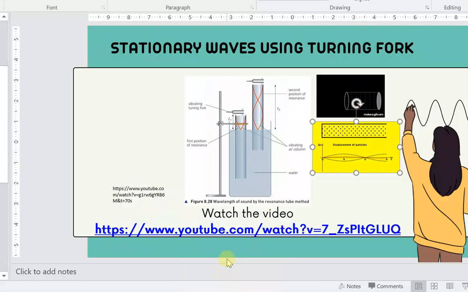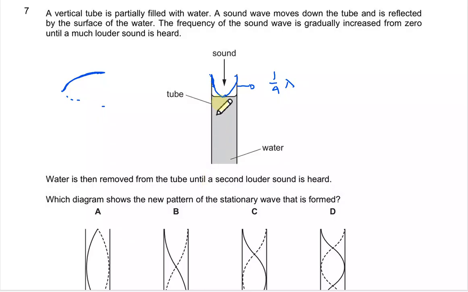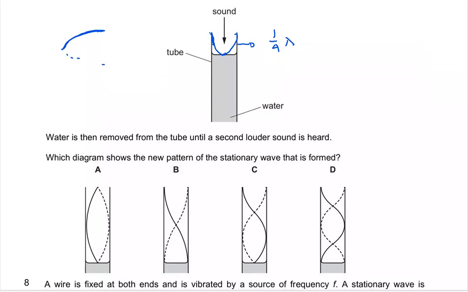Okay, back to the question. The water is then removed from the tube until the second loud sound is heard. Which diagram shows the new pattern of stationary wave that's formed? Okay, first we have our fundamental stationary wave, and then when the water is removed, it gives a space of air to move here. So we already have a quarter of length.